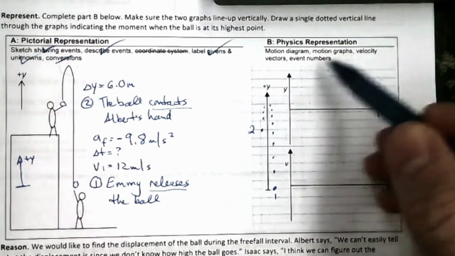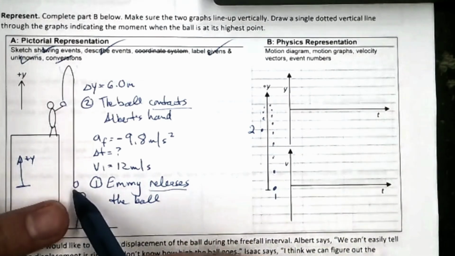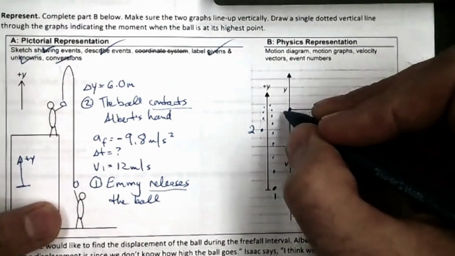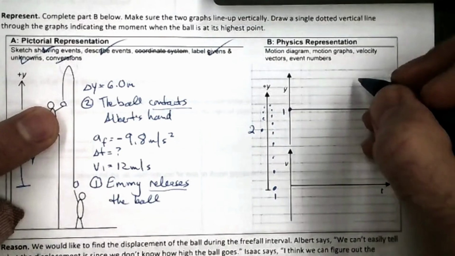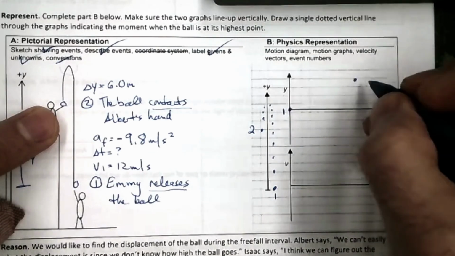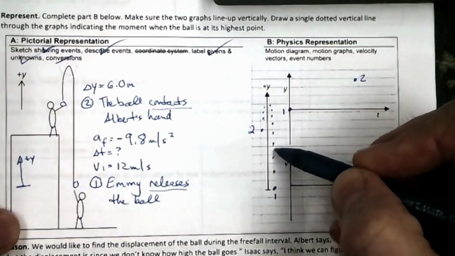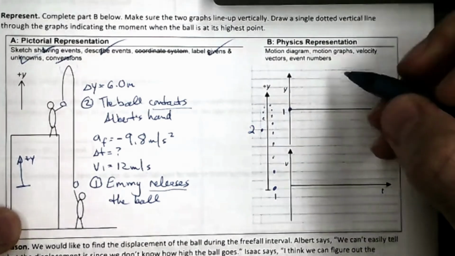Let's think about the position graph. At event 1, the ball is at the vertical origin, so we're going to show that here. At event 2, the ball is higher up. It's above the vertical origin. Between these two events, the ball travels to a higher position and then back down to a slightly lower position.